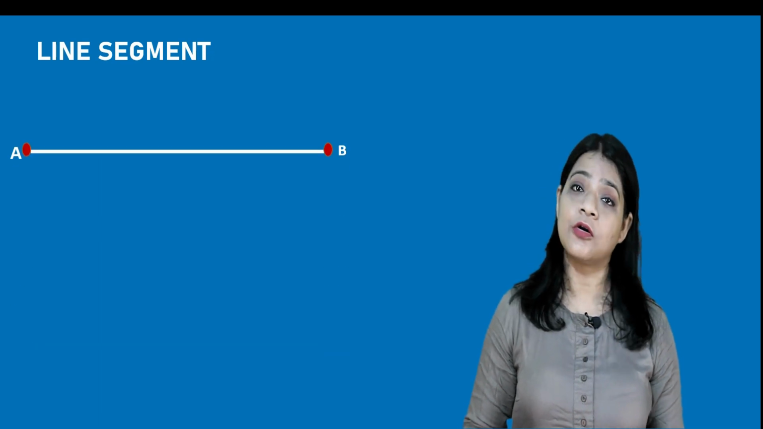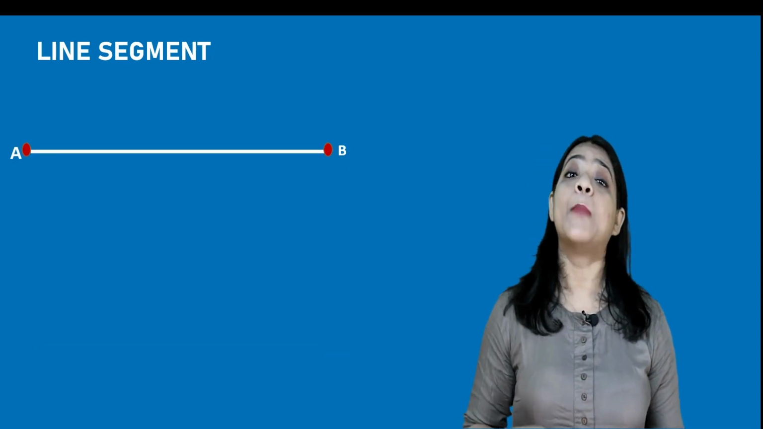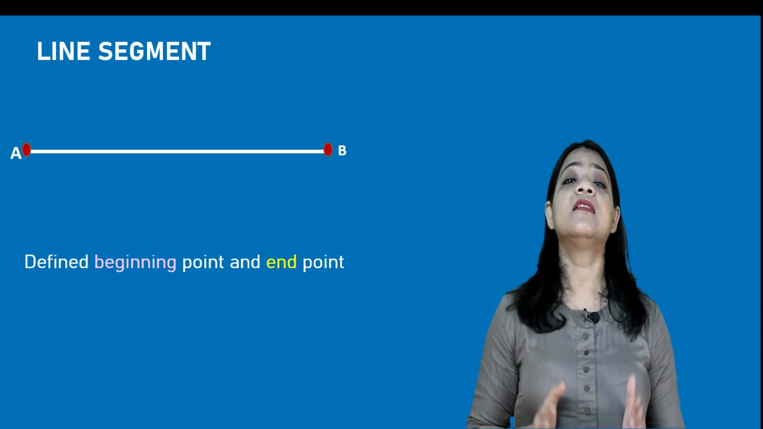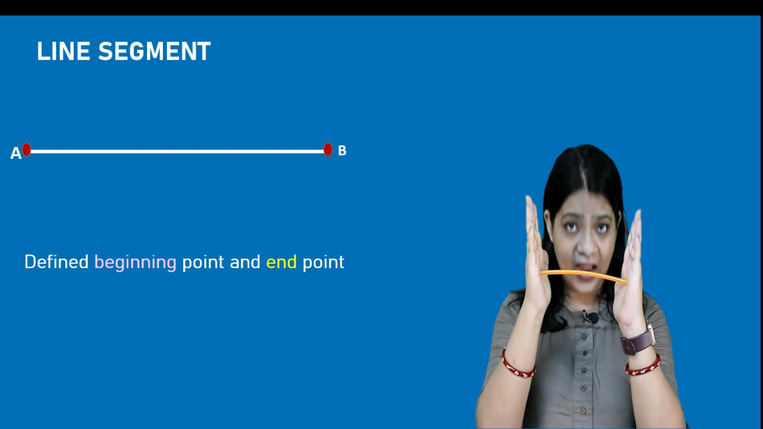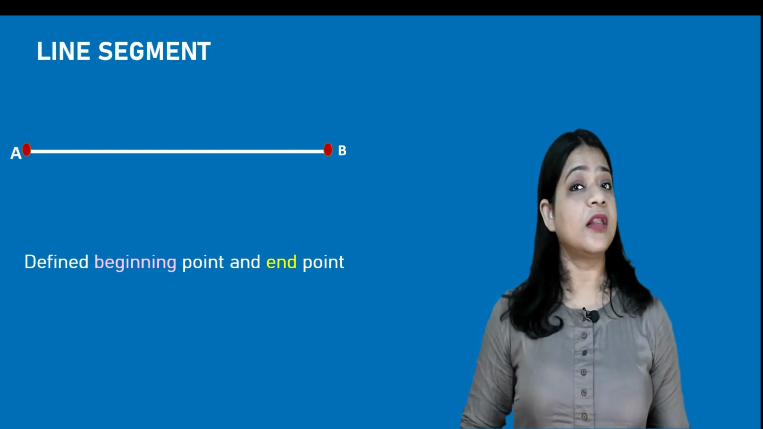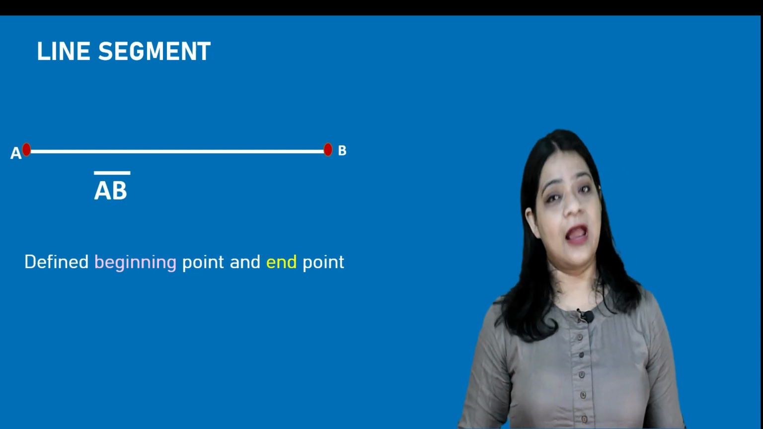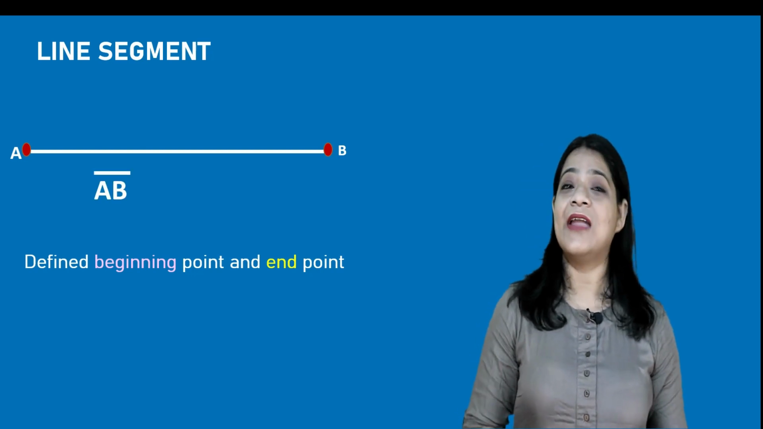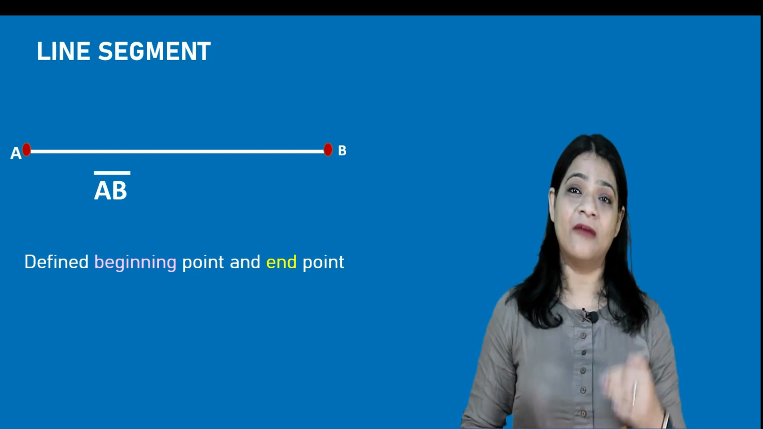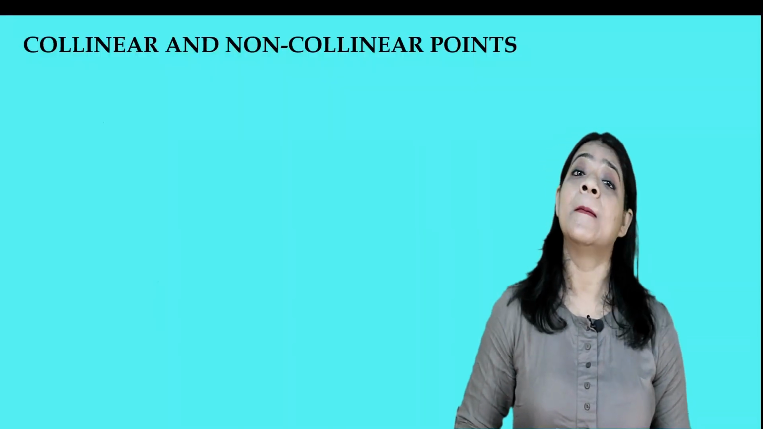Next is: what is a line segment? By the name itself you can make out that it's a part of a line. Yes, a part of a line is called a line segment. The difference is that both ends of the line segment are fixed. You cannot extend it in either direction. A line segment is denoted by AB with a simple bar above it.